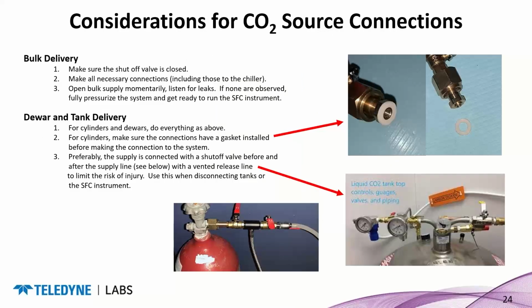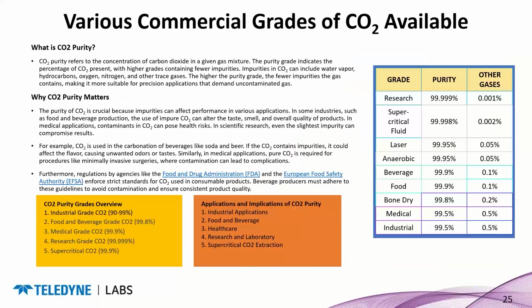I'm not going to spend a lot of time on this slide, but there are considerations to think about when you're actually connecting up the cylinders or dewars. It's important to make sure you have the right gaskets. You want to obviously leak check your connections. It's nice to use valves to shut off in different places to help with that. You don't want high pressure venting in the lab when you're trying to change these out.